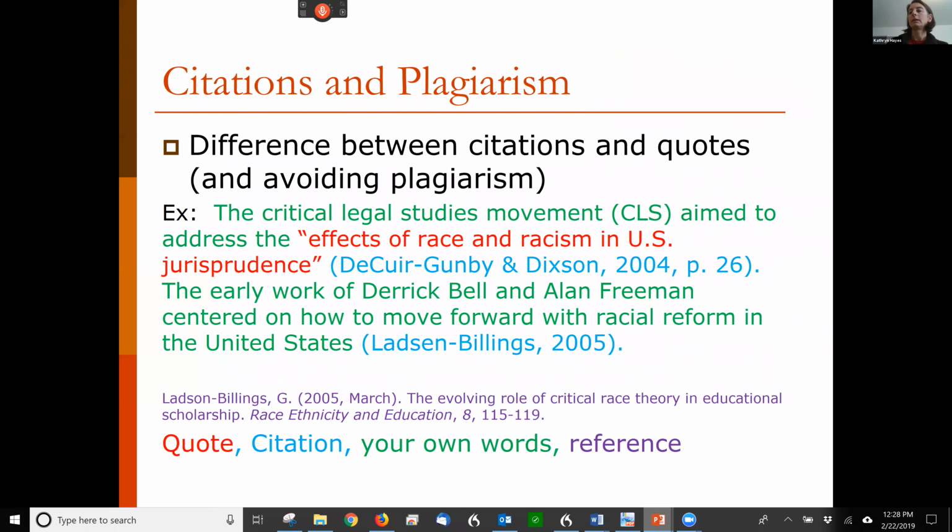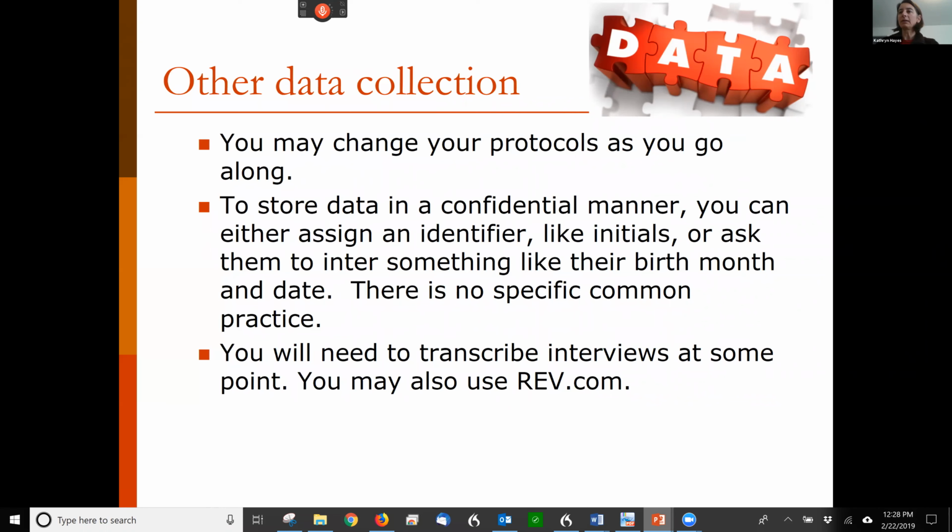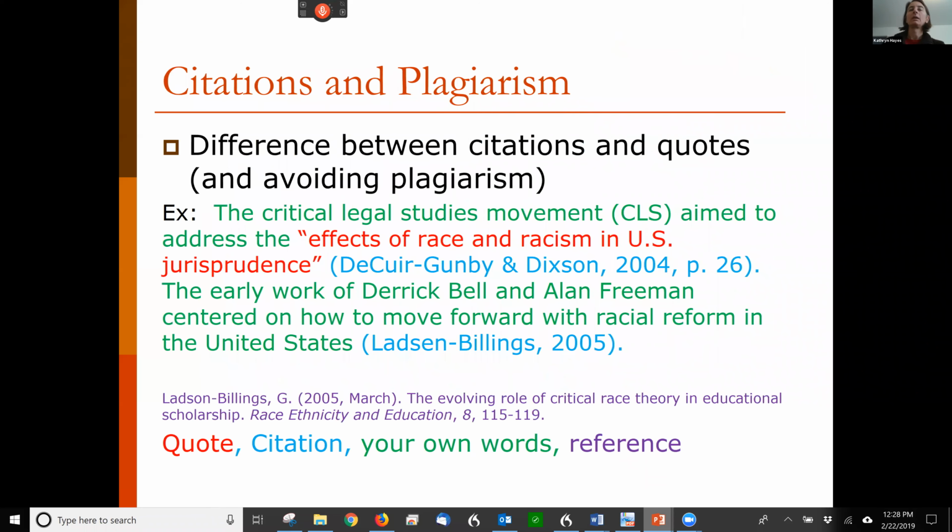All right, so that's my advice on methods. I'm going to move into just a couple of other little pieces of advice before closing for this week. One is on citations and plagiarism. Most of you seem like you know this already, but just to make sure we're very clear about the difference between citations and quotes, and this is to help you avoid plagiarism, all right?